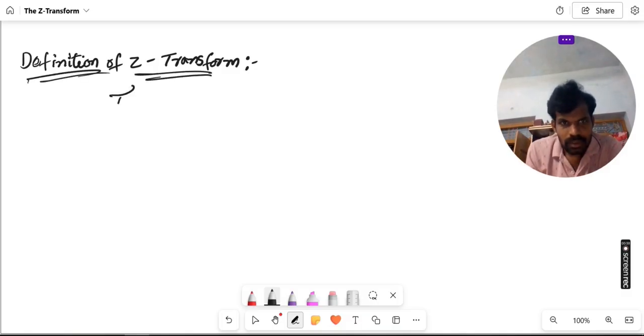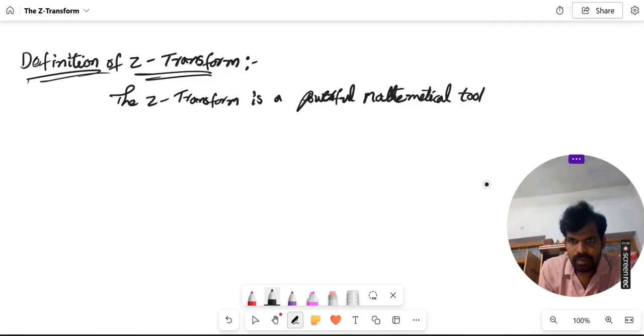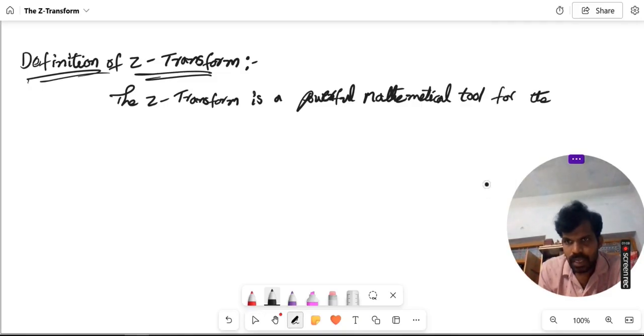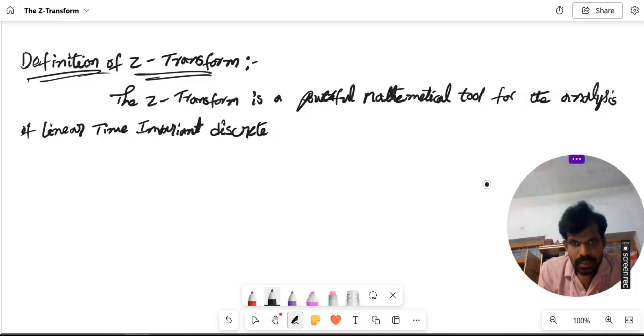The z transform is a powerful mathematical tool for the analysis of linear time invariant discrete time systems in the frequency domain.